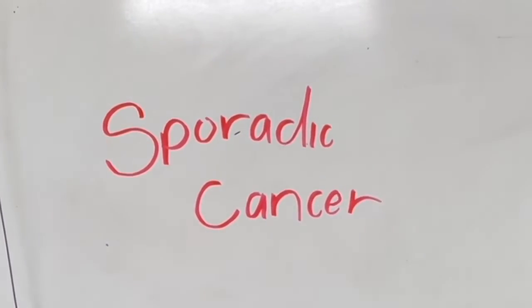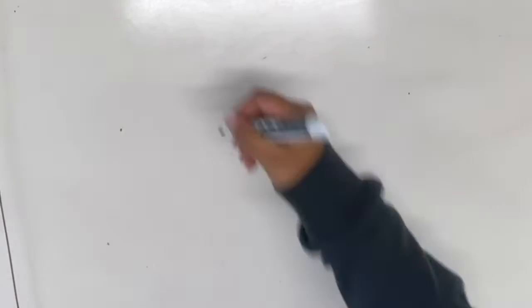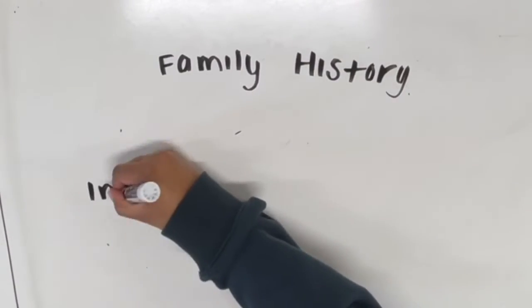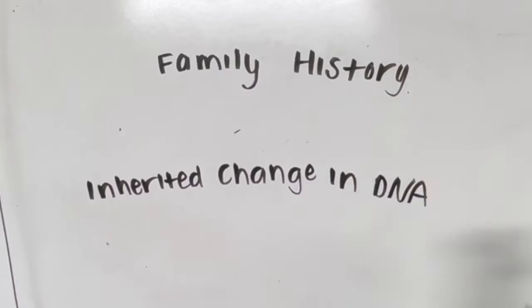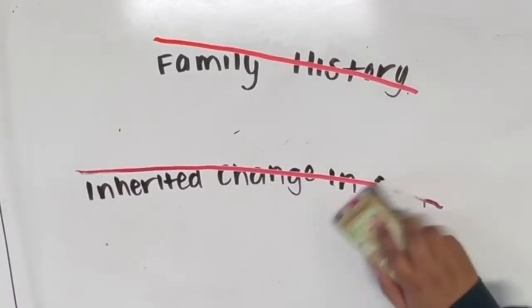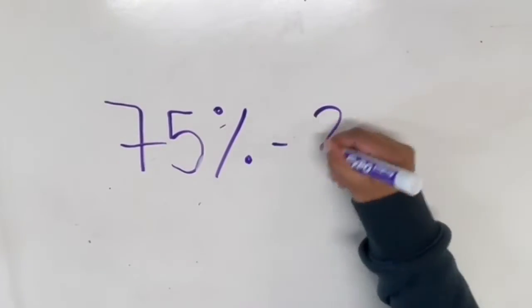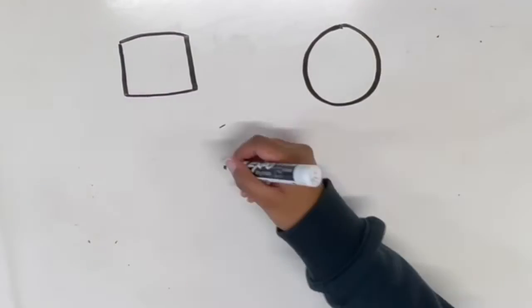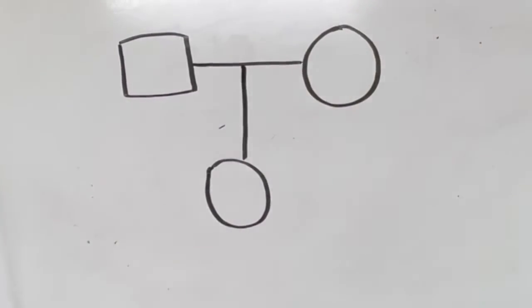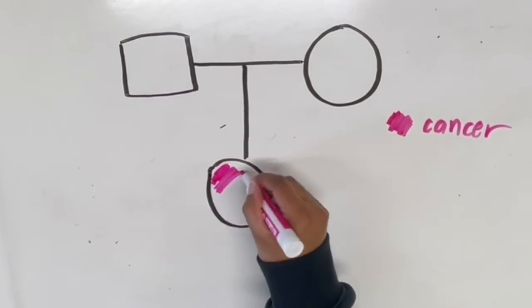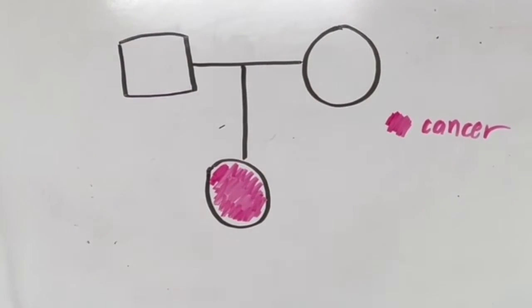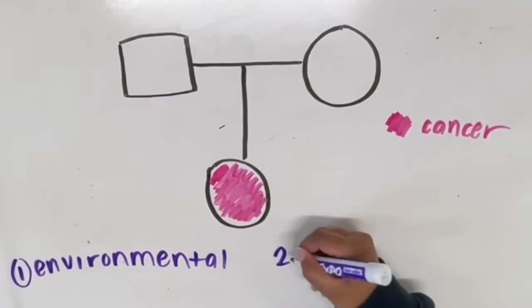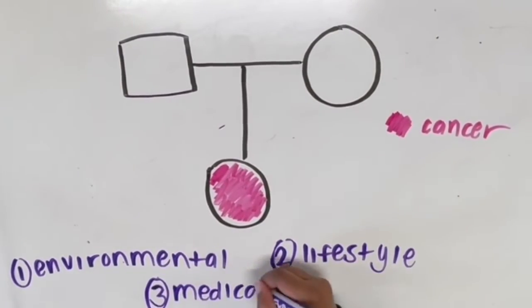Sporadic cancer occurs in individuals who do not have a family history of that cancer and who do not have an inherited change in their DNA that would increase their risk for that cancer. 75% to 80% of cancer is sporadic. In sporadic cancer, the gene mutations that cause cancer are acquired and occur only in tumor cells. The risk for acquired gene mutations increases with age and is often influenced by environmental, lifestyle, or medical factors.